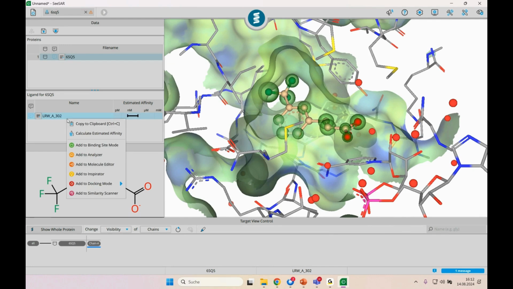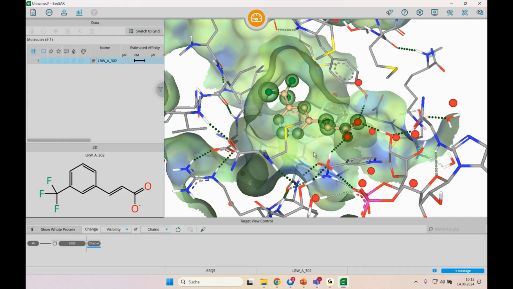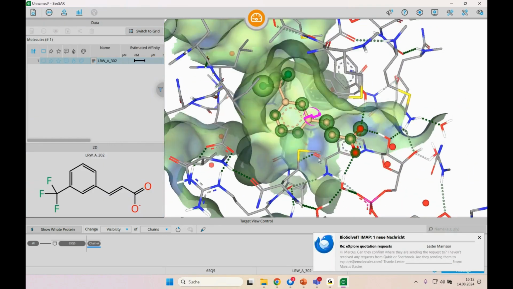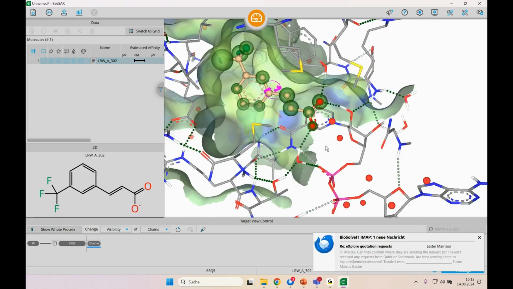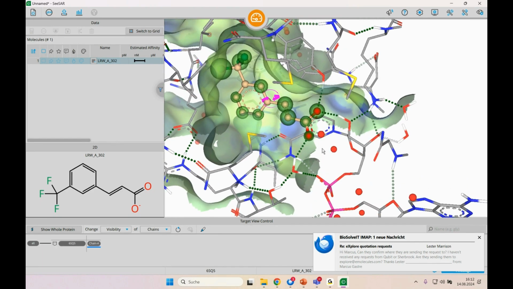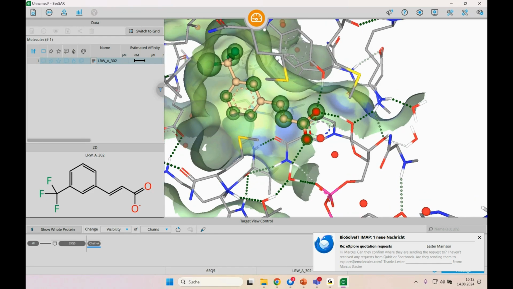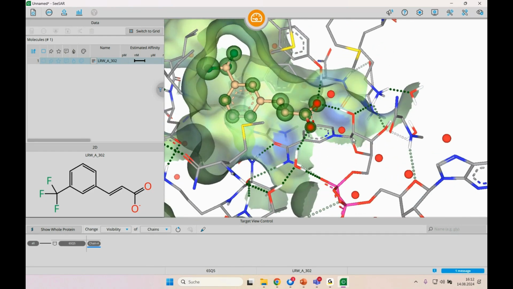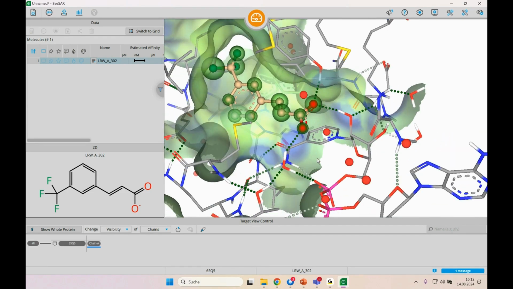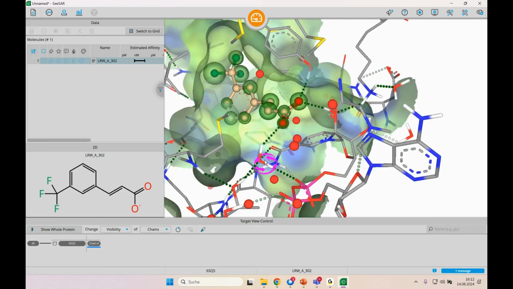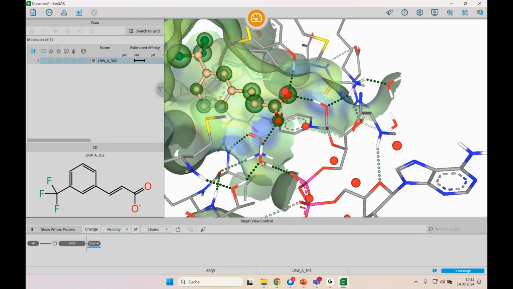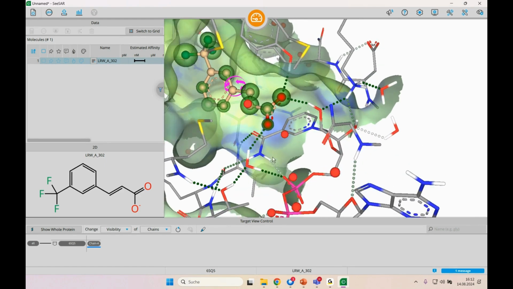Let's look at the interactions. So for seeing the H bonds, I will just transfer to the analyzer mode. And then I will see a very interesting arrangement. So basically we form hydrogen bonds with the tyrosine here, another interaction with the ribose moiety in this area, and also coordination by this water molecule in this area.